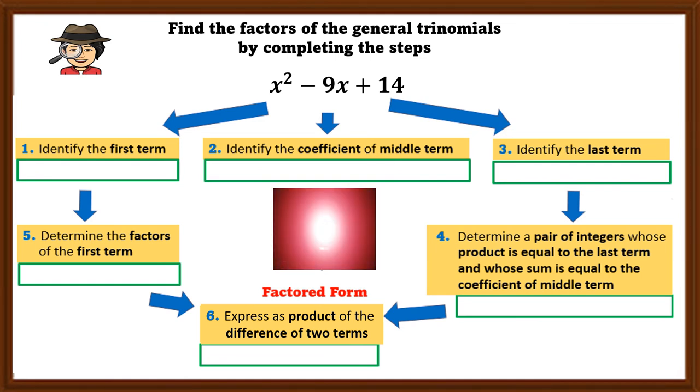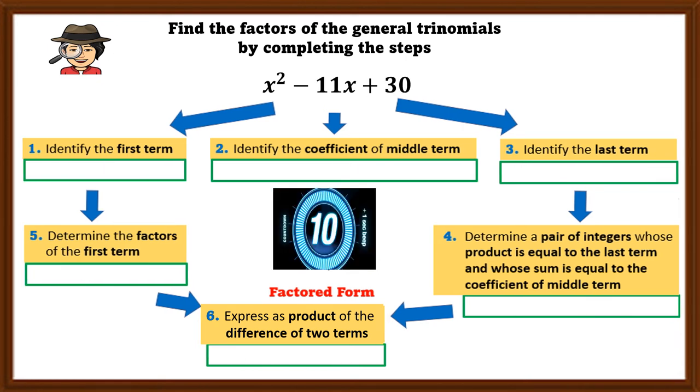Time's up. Let's check your answer. For step 1, we have x squared. For step 2, we have negative 9. For step 3, we have 14. Step 4, we have a pair of integers, negative 2 and negative 7. For step 5, that is x times x. And for the factored form, or the last step, we have quantity x minus 2 times quantity x minus 7. Did you get the answer? Okay, very good. Let's have another.